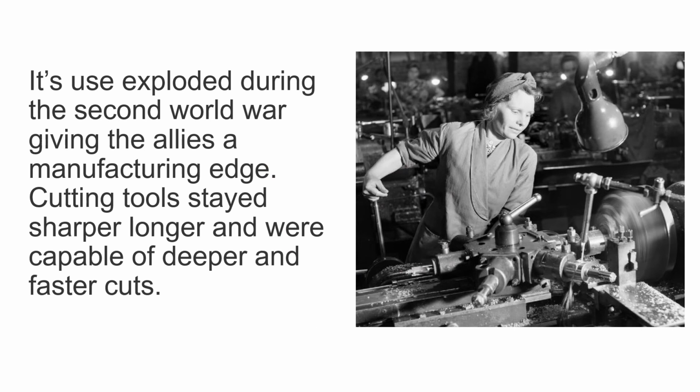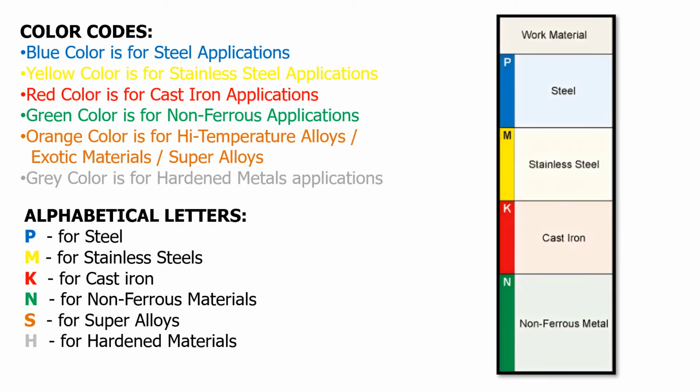The use of carbide tools exploded during the Second World War, giving the Allies a massive manufacturing advantage as the cutting edges stayed sharper for longer and the tools could be driven a lot faster. Carbide tools come in various grades and configurations.